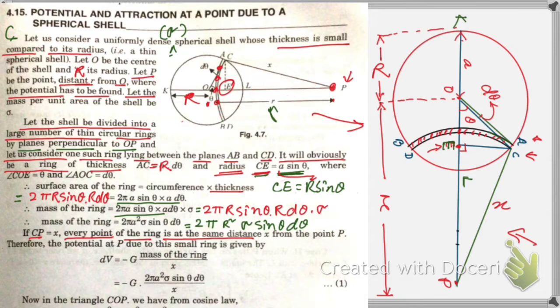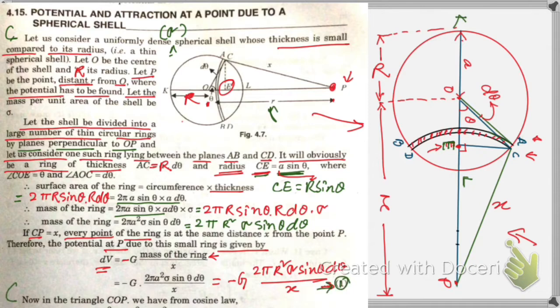right? Now you see, therefore, potential at P due to the small ring is given by dV equals minus capital G. Then here you have to write the mass of the ring, and here you have to write the x, that is the distance of the point from this ring. So this expression, if you write in terms of capital R, it will be like this: minus G times 2 pi capital R square sigma sine theta d theta by x. So this is, suppose, equation number 1. So now let's move on to the next slide.